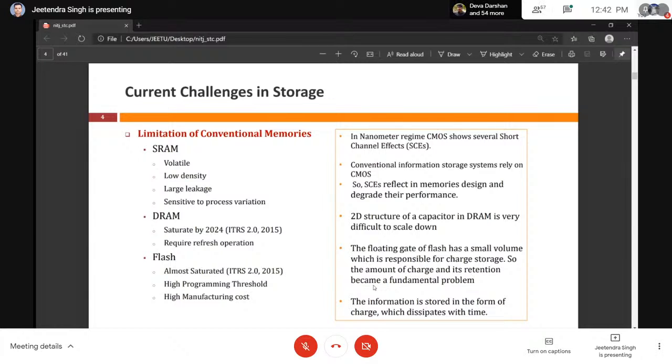So when the charges are available in the floating gate, it is programmed as a 1. When there is no charge in the floating gate, it is programmed as a 0. You can see that there are limitations of this floating gate. It cannot store much charge, and it also requires a very high voltage to program it. Means you need to apply a very high voltage so that the inversion layer charges are introduced in the floating gate. So these are the basic limitations of conventional memories.